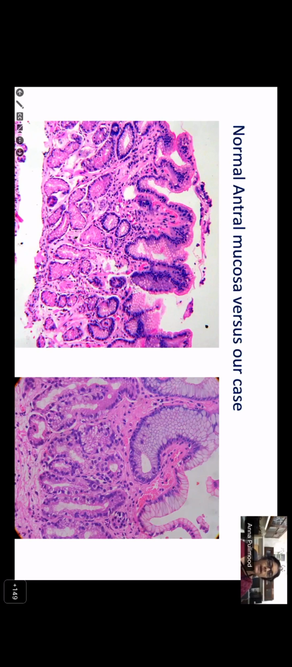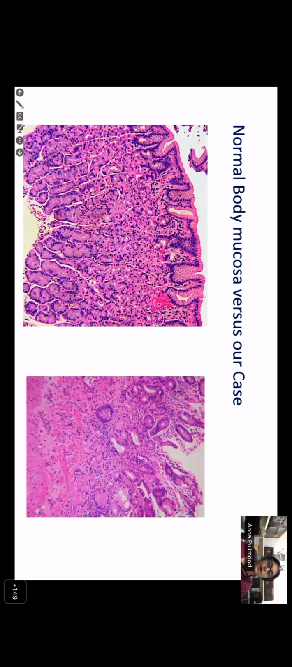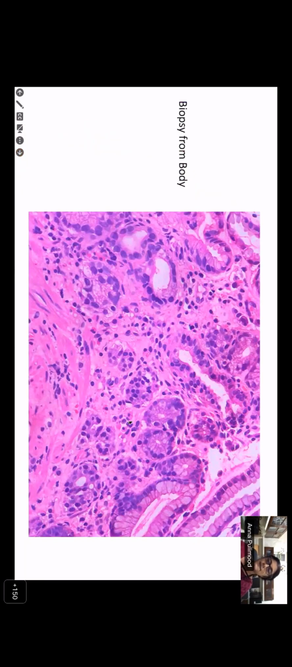Okay, so this is the normal antral mucosa. This was in our case, it looks almost the same, right? It's normal almost. Now, this is the normal body mucosa, closely packed glands with parietal and chief cells. But this is how ours looked. So can you make out total loss of glands and pyloric and intestinal metaplasia? And then, as I said, there are these nests of cells.